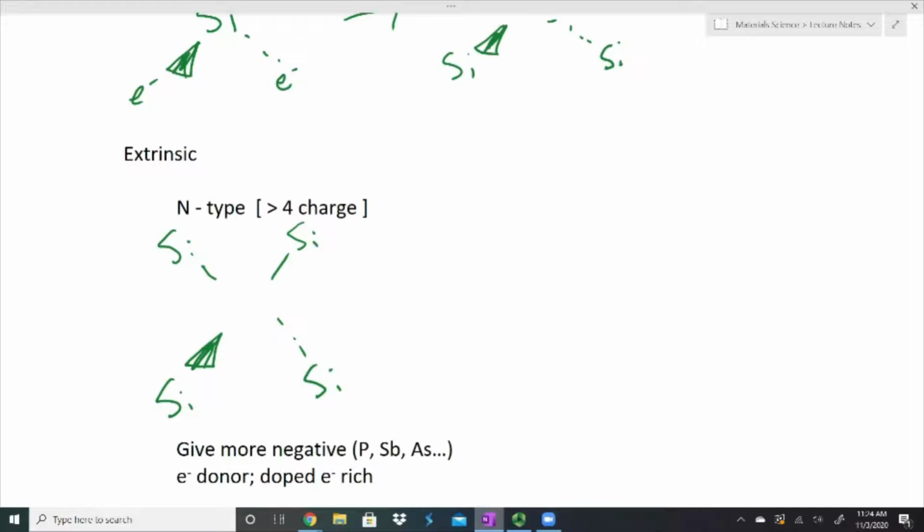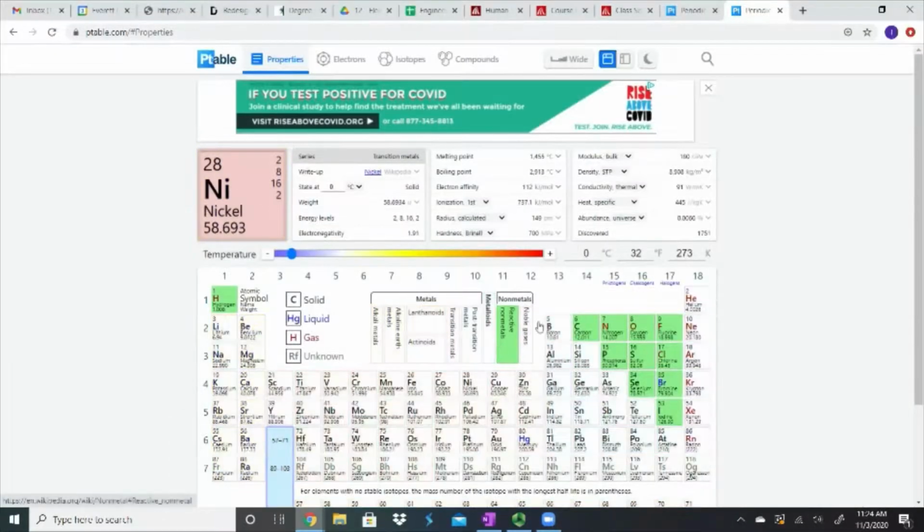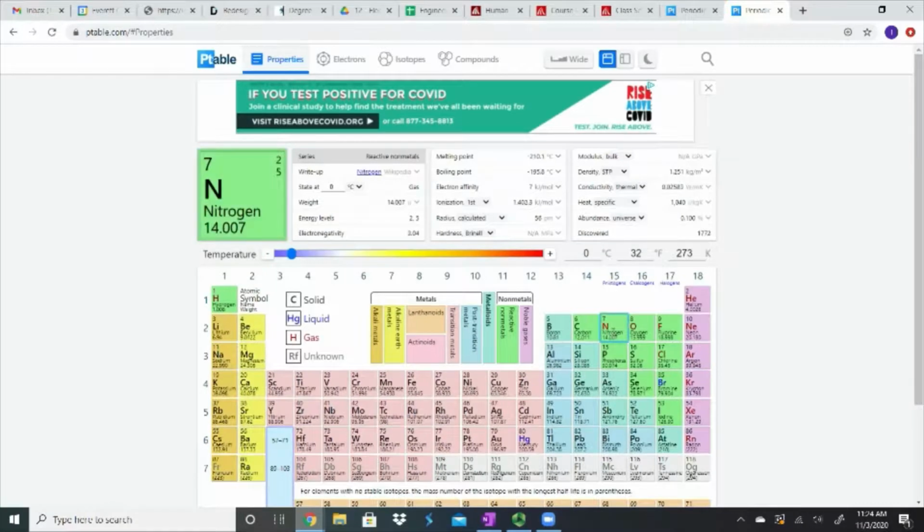What that means is that we're going to make sure that we have a higher charge than 4 in here. Remember, silicon has 4 bonds, and so the silicon atom in the middle here had 4 electrons. If I want to increase the charge, to make sure that there's an additional negative charge in there, I need to put an atom in here that has more than 4 electrons. If we go back to the periodic table, column 15 here, all of these have 5 valence electrons. And so I can use one of these atoms to dope our silicon.